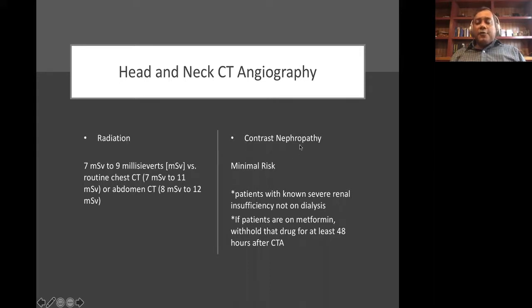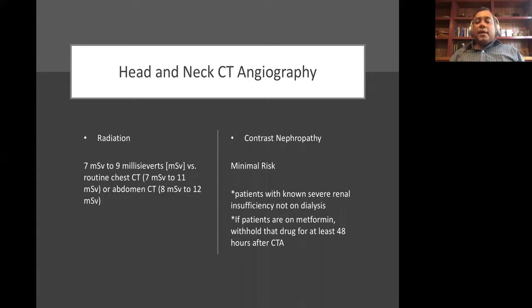And then contrast nephropathy. There's a lot of literature on this. There's a seminal paper from the Mayo Clinic group where they clearly point out that the risk of contrast nephropathy in most patients is minimal, especially when they're going through the acute stroke workflow. And so the only patients where we wouldn't consider doing a CT angiography is when we clearly know upfront that this patient has severe renal insufficiency and is not on dialysis or cannot be on dialysis. So that's the only patient where we might reconsider doing a CT angiography.